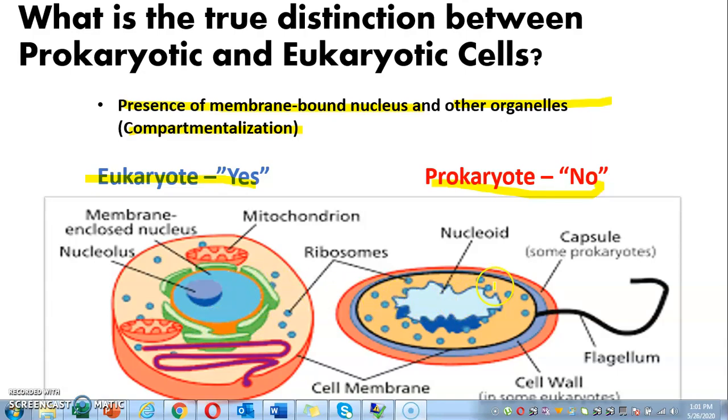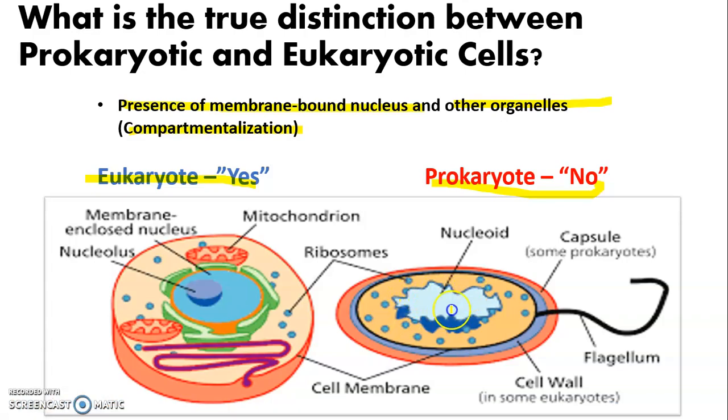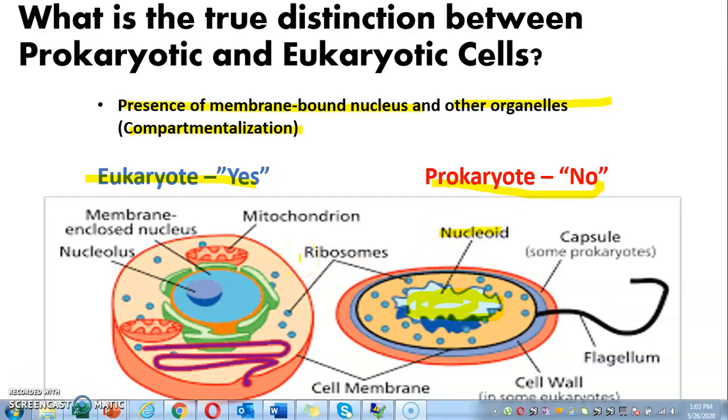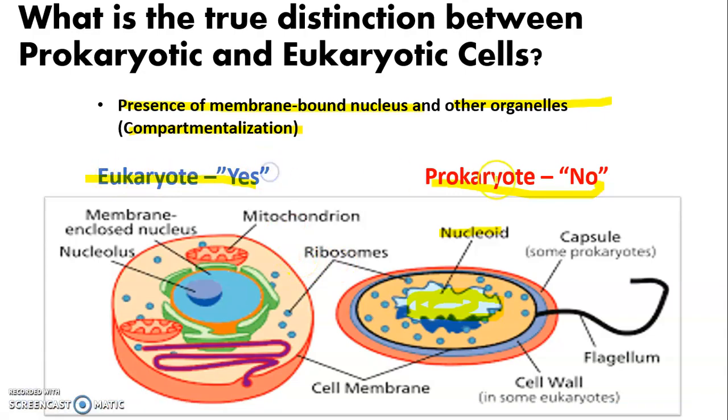Whereas in a prokaryotic cell, the genetic material is not membrane bound, or it is just scattered here in this region called the nucleoid. Now, aside from the nucleus, which is membrane bound in a eukaryotic cell and not membrane bound in prokaryotic cells, other organelles such as the mitochondrion, the powerhouse of the cell, the ribosomes, the endoplasmic reticulum, the Golgi body or Golgi apparatus in a eukaryotic cell are also enclosed in a membrane.